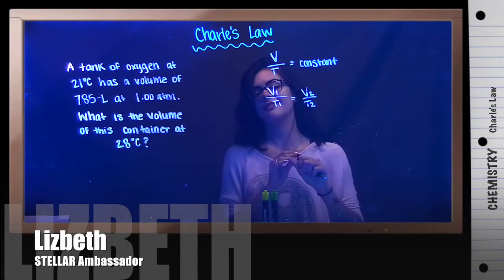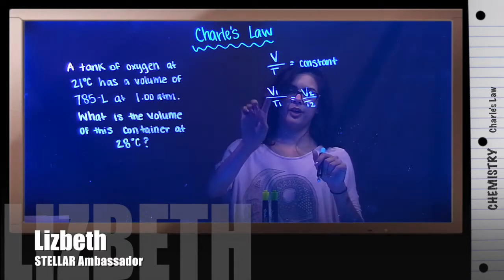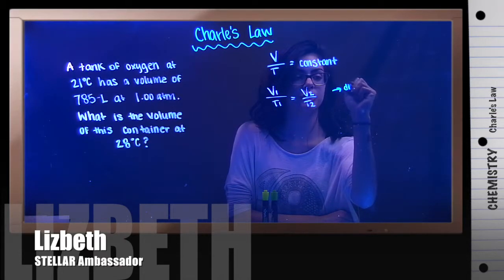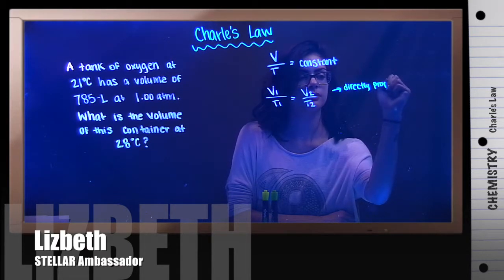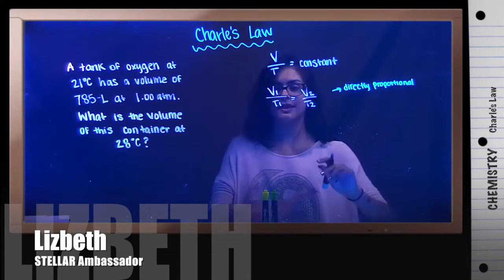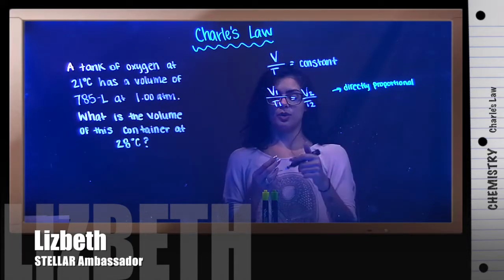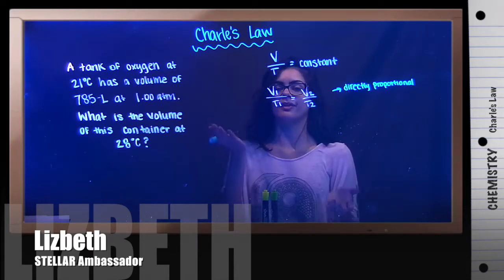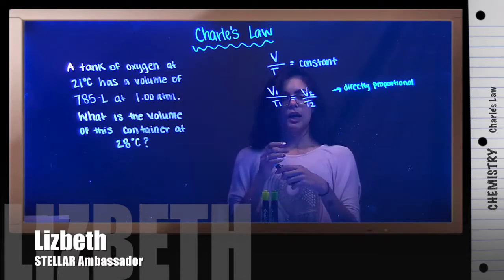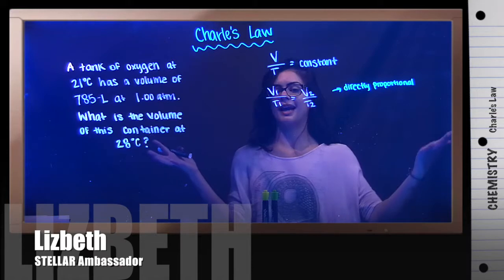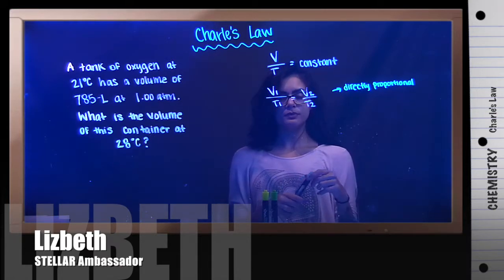Since they're being divided by each other, volume by temperature, we would call this being directly proportional. This means that if volume goes up, so does temperature. If temperature goes down, so does volume. So they're going to be acting in very similar fashions. And that also makes sense, right? If I heat something up, the molecules are going to want to spread out more, increasing the volume.